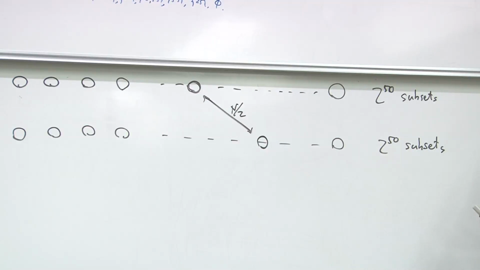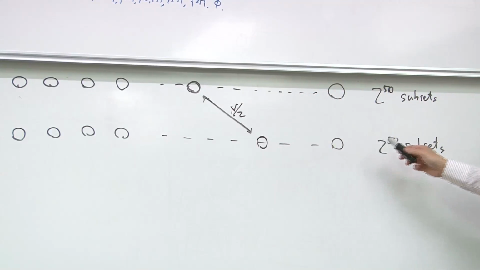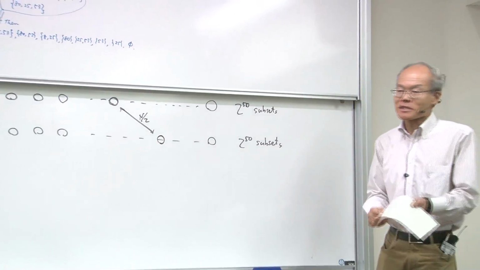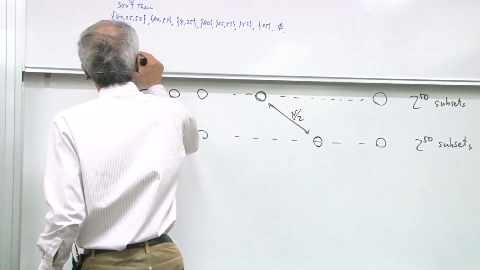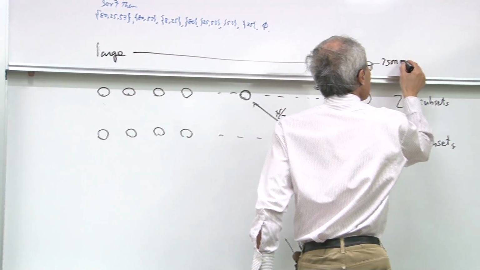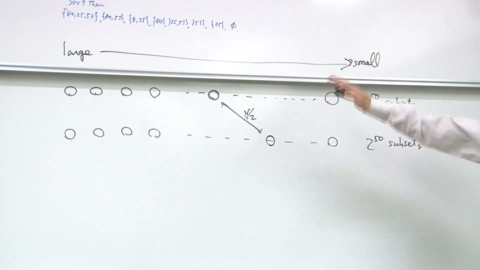Once again, we have 2 to the 50 subsets here, and 2 to the 50 subsets here. Oh, I'm sorry. Important assumption. This is sorted, from large to small. Sorted. Now both groups are sorted.